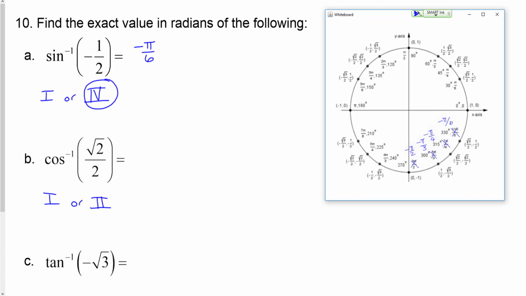All right, so root 2 over 2 is a positive number, so this is going to be coming from quadrant 1. So I need the cosine, which is the x-coordinate, to be the square root of 2 over 2. And that happens right here at the angle measure pi over 4.